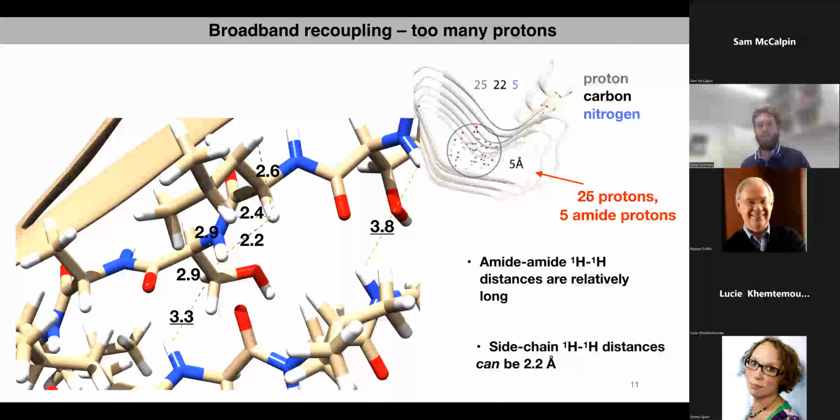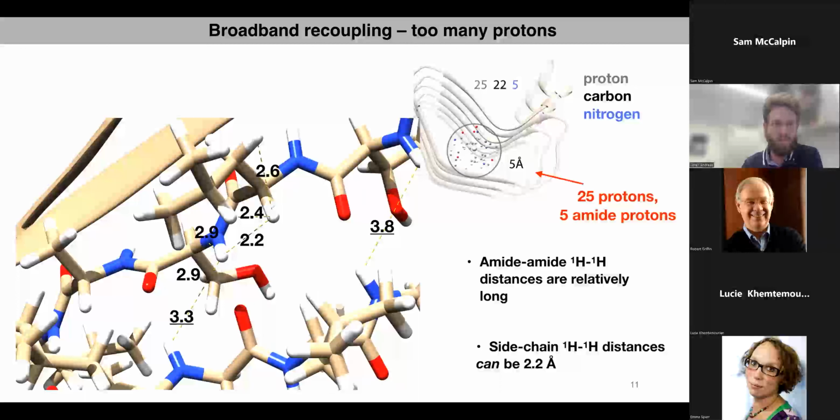So if we do a mixing scheme which recouples a proton to all other protons, then the signal is quickly diluted. And this problem is even worse because the amide-amide contacts that we might be most interested in are actually a little bit longer distances than many of the distances within a residue, which are 2.2, 2.4 angstroms, and across the beta strand. In an anti-parallel stretch, 3.3, 3.8, and in a parallel stretch, even slightly longer. So the side chain distances then dominate, and most of the signal goes there and is lost.